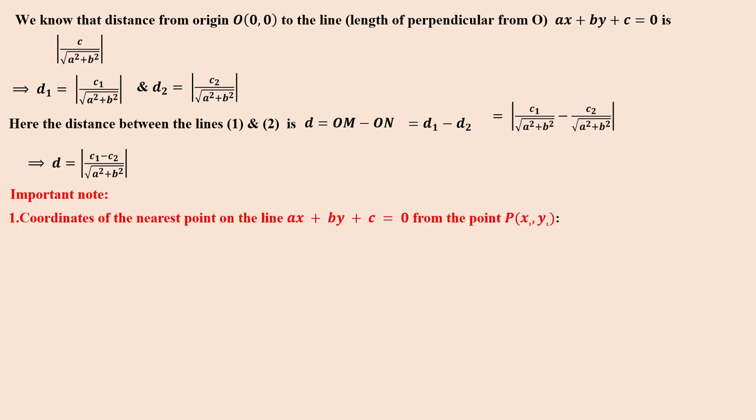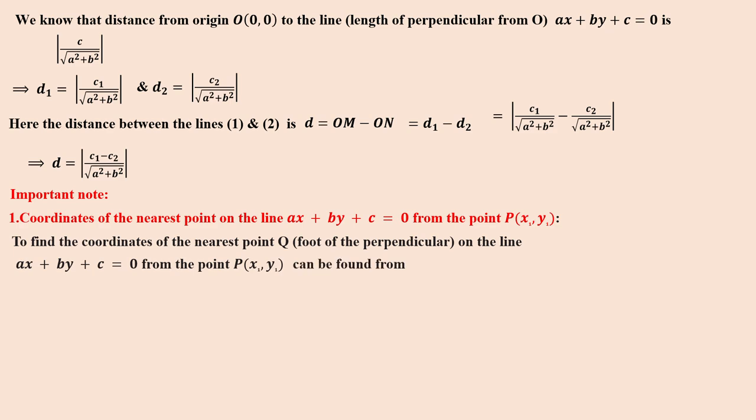Some important notes: the coordinate of the nearest point on the line ax plus by plus c equal to 0 from p(x1, y1) is given by x minus x1 by a, which is equal to y minus y1 by b, which is equal to minus (a x1 plus b y1 plus c) by a square plus b square. From this you can find the coordinate of the nearest point on the line ax plus by plus c equal to 0 from the point p(x1, y1).